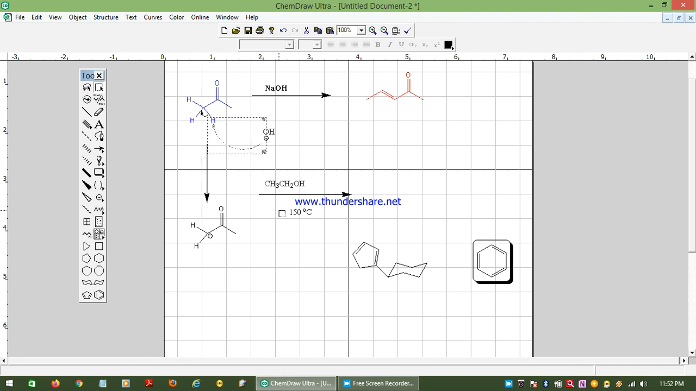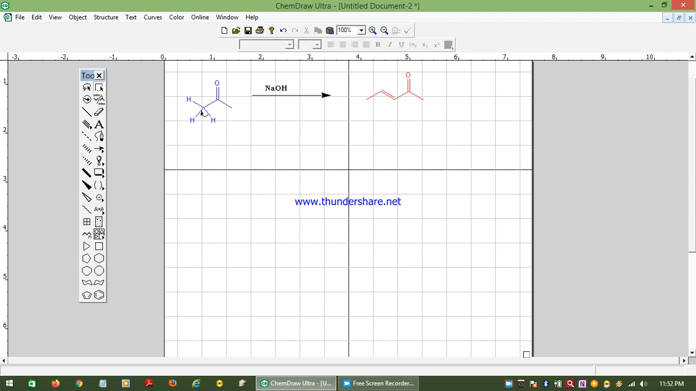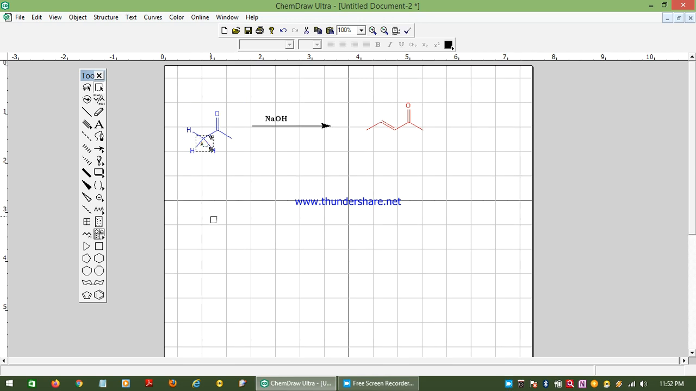Here we have written this particular reaction. I'm going to delete all other things. Okay, this is the reaction we have written, that is conversion of acetone into alpha beta unsaturated ketone. This is the reaction we have written. So we can write any molecule.